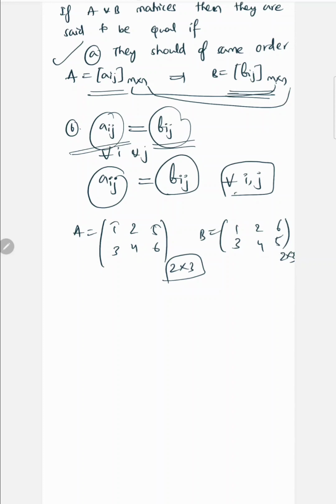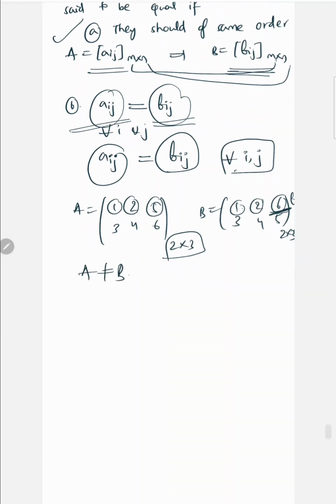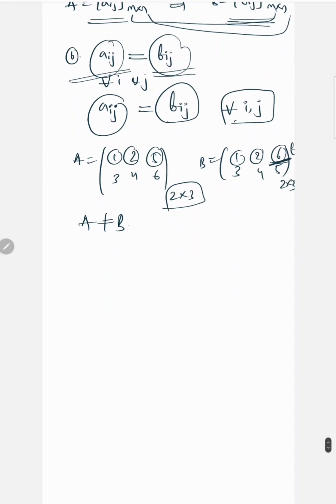We can see A11 is equal to B11 and A12 is equal to B12. But A13 is not equal to B13. So if this fails for at least one element, then those two matrices are not equal. Therefore, A and B are not equal matrices. So to check, we should observe each and every element of A with each and every element of B. If at least one element is not equal to the corresponding element of B, then they are not equal matrices.